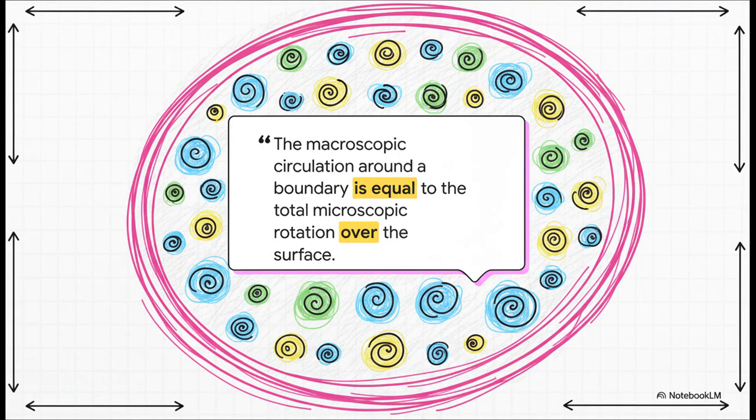This just says it all perfectly. The big swirl is the sum of the little swirls. That giant overall behavior you see on the edge is nothing more than the grand total of all the tiny behaviors of every point on the inside. It's this fundamental, unbreakable link between the micro and the macro.